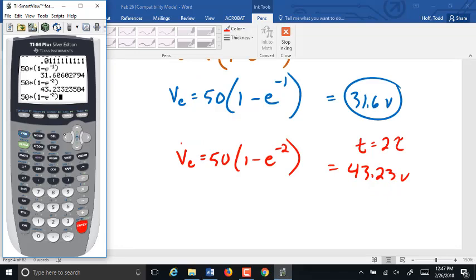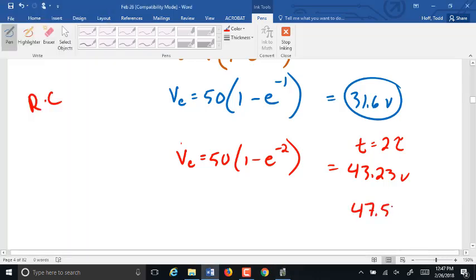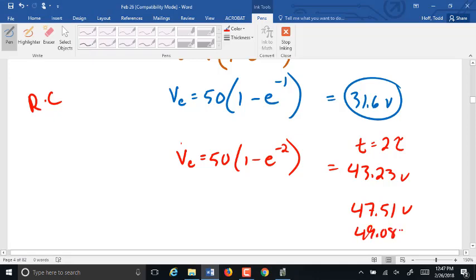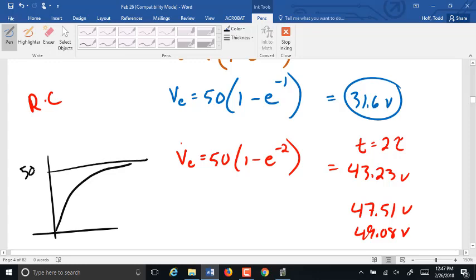Three time constants, I'm just going to plug in negative 3 here. 47.51. Then 4 time constants, I'm going to plug in the negative 4. 49.08. If you plotted these points, you would end up getting a curve that looks something like this, as you get closer and closer to that full charge of 50 volts, because it's an upside down exponential curve.